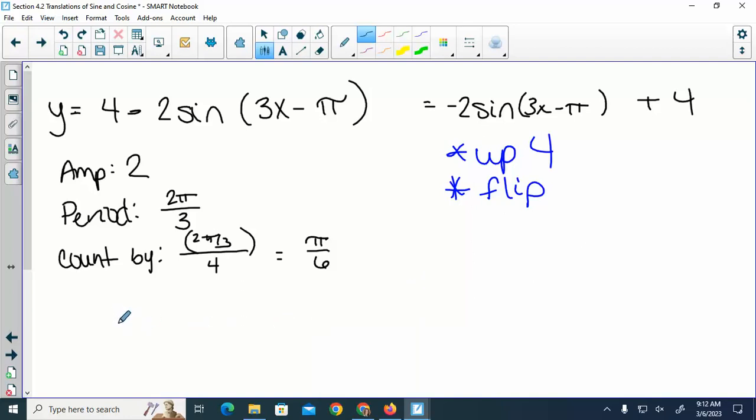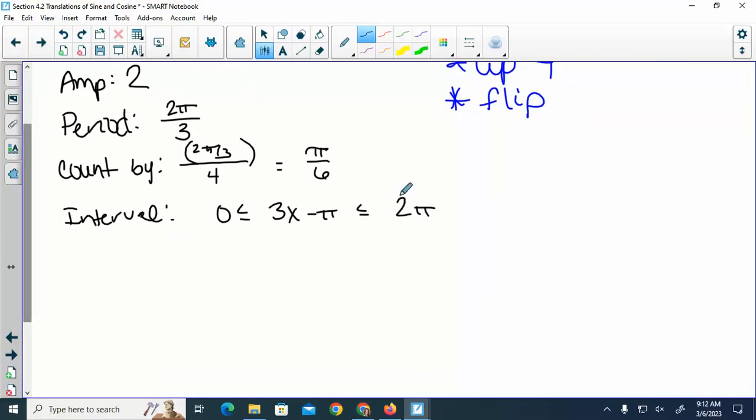Do I have to do an interval here? Yeah, you have to if there's anything added or subtracted to the x. When in doubt, just always do it. It won't hurt you. So interval, we say 0 less than or equal to the argument, less than or equal to 2 pi. So if I'm going to solve this for x, we add pi to everything, and then we divide by 3. So we get pi over 3 less than or equal to x, less than or equal to pi.